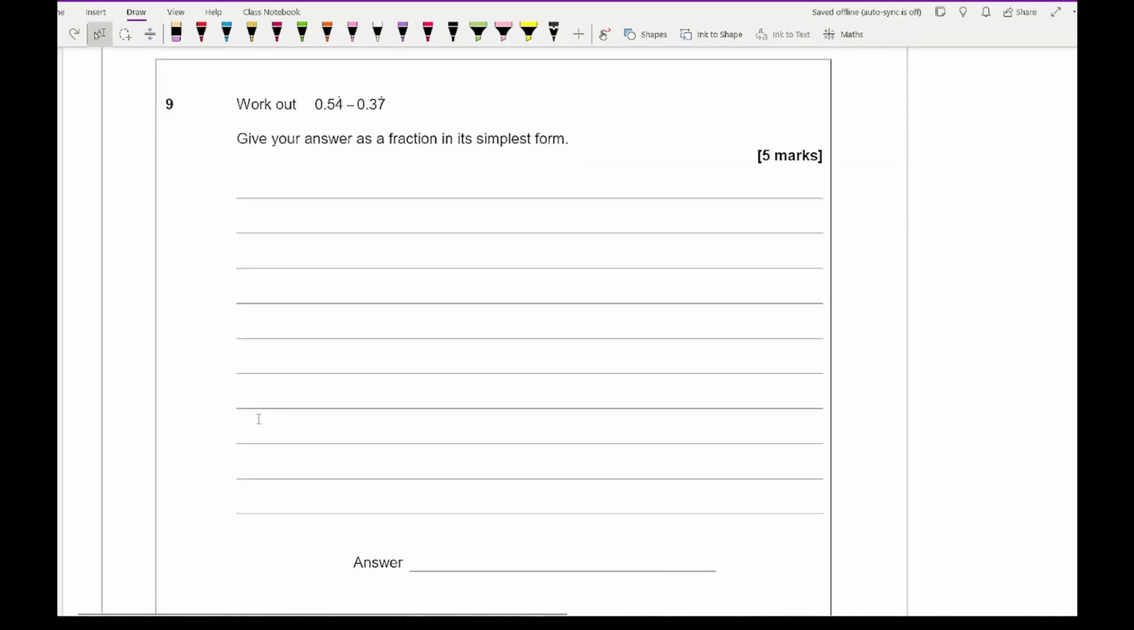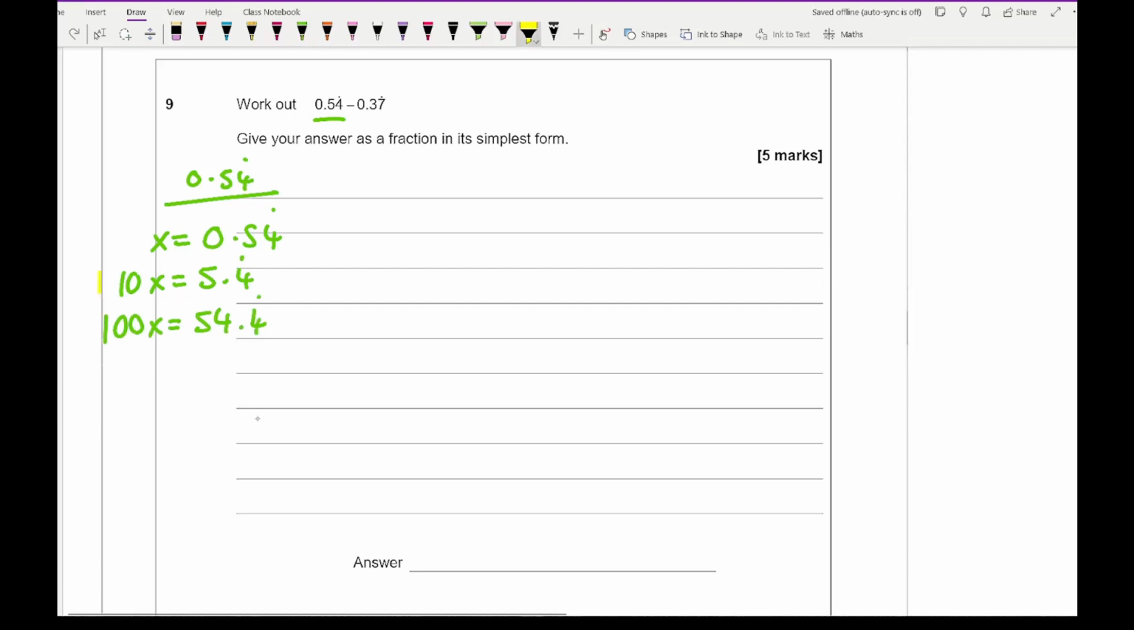Moving on to question 9, it says work out 0.54 recurring minus 0.37 recurring. Give your answer as a fraction in its simplest form. So first things first, let's convert 0.54 into a fraction. So first we'll make it equal to x, and then we multiply by 10, so that gives us 5.4 recurring. That doesn't work. Do 100x, and that gives me 54.4 recurring.